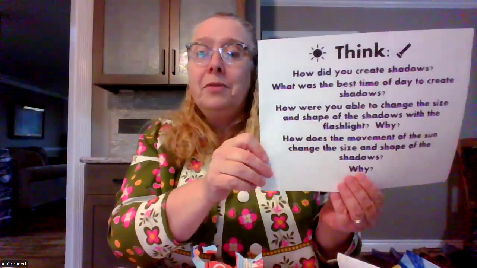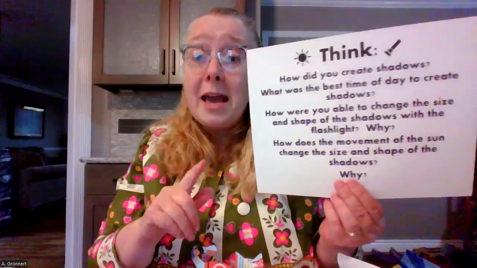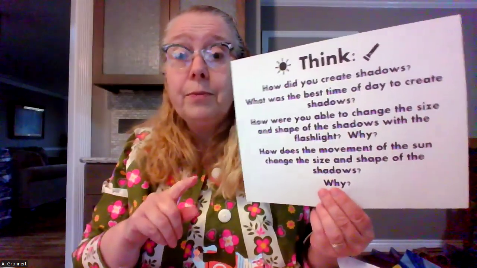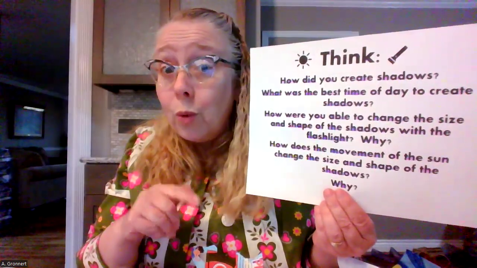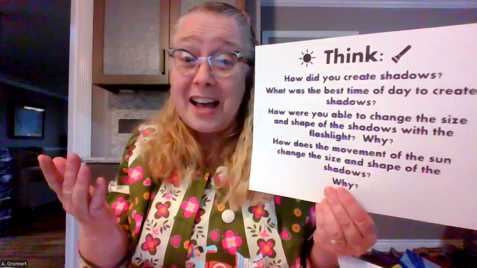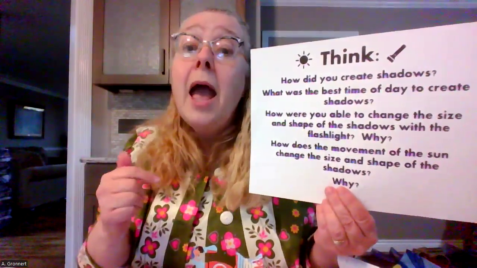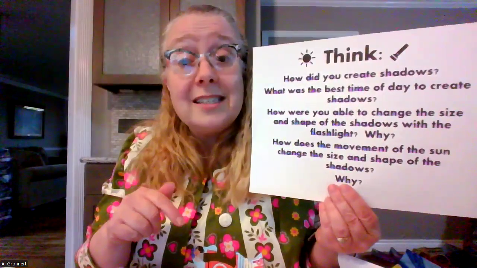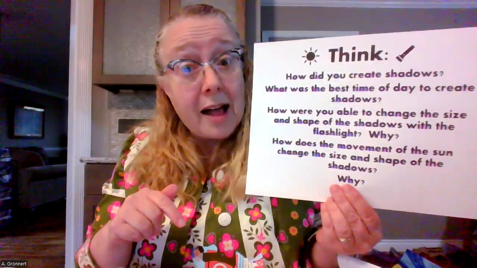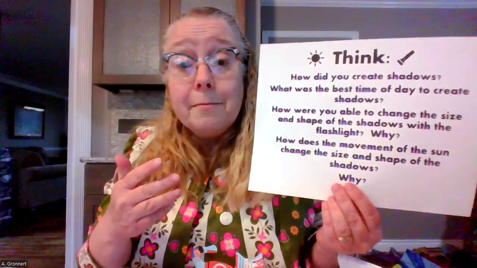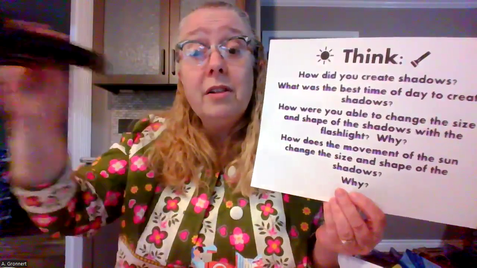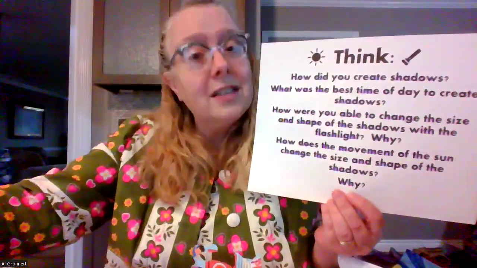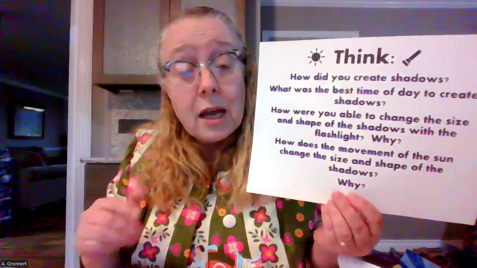When you finish that, I want you to think. Think about, how were you able to create shadows? What was the best time of the day to create shadows? Or were you even able to go outside to create those shadows? How were you able to change the size and the shape of the shadows with the flashlight? And why? How does the movement of the sun or the light change the size and the shape of the shadows? And why?